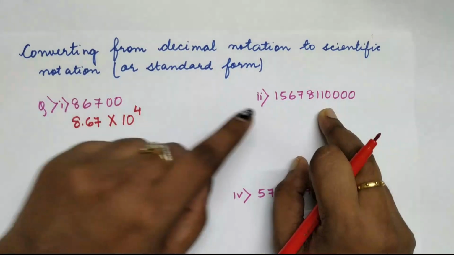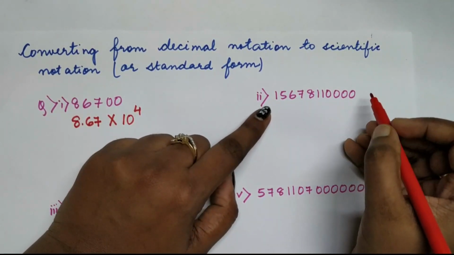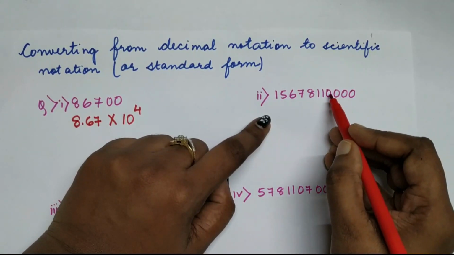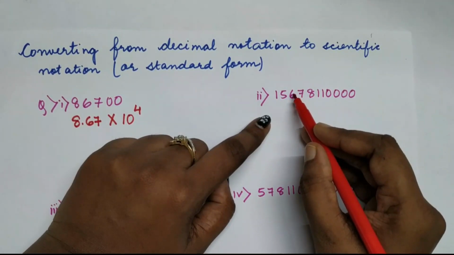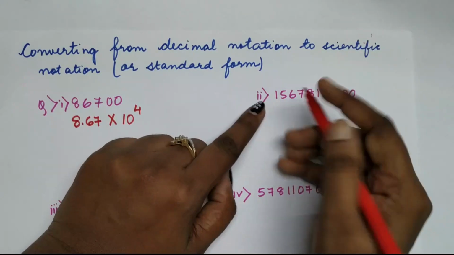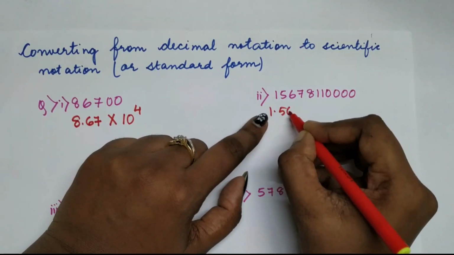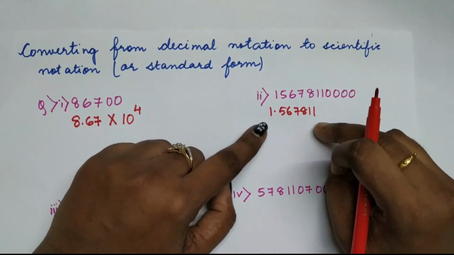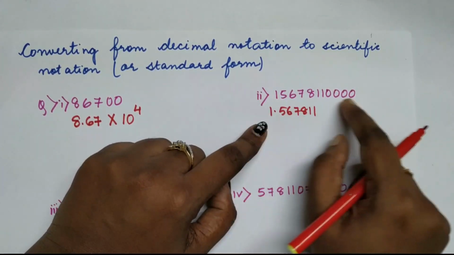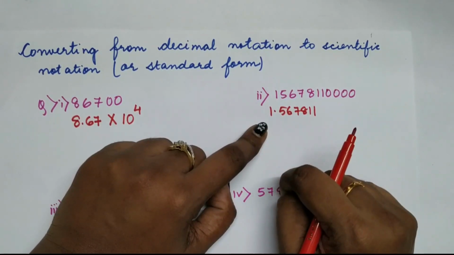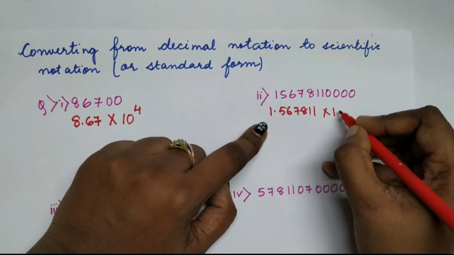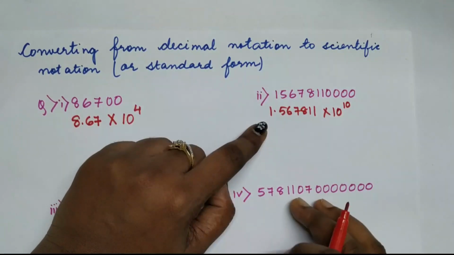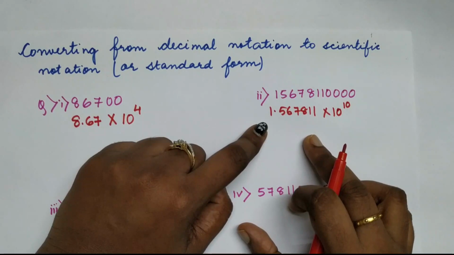Try this. Now let us see how many numbers are there starting from this 0 which is given. 1, 2, 3, 4, 5, 6, 7, 8, 9, 10. So 1.567811. Now you have to write these many numbers because they are part of this given question. You will not write the zeros. Into 10 to the power 10 because we moved 10 times to reach this number.